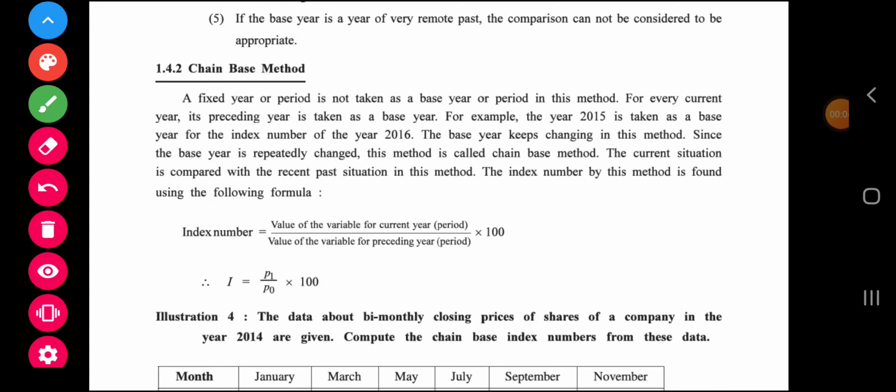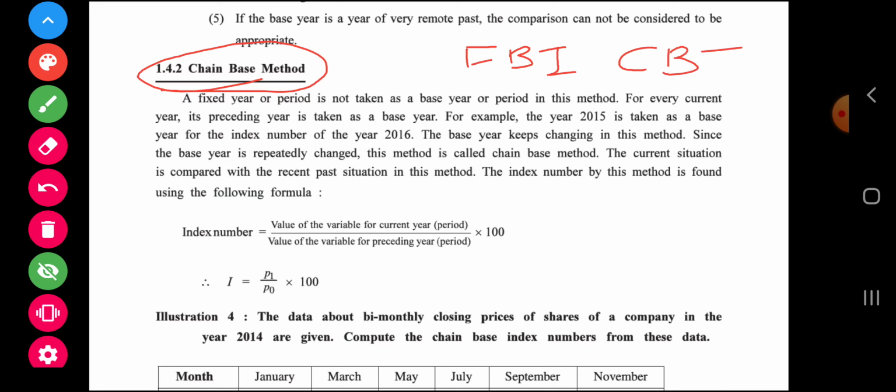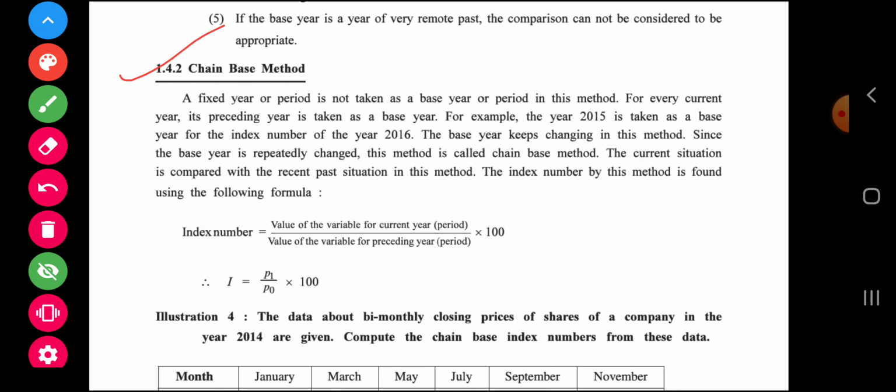So in this video we will try to discuss the concept of chain base index. Earlier we practiced fixed base index, which is denoted by FBI. Now this is CBI. CBI means chain base index. How to calculate chain base index, that we try to understand. Okay. So a fixed year or period is not taken as base year or period in this method.